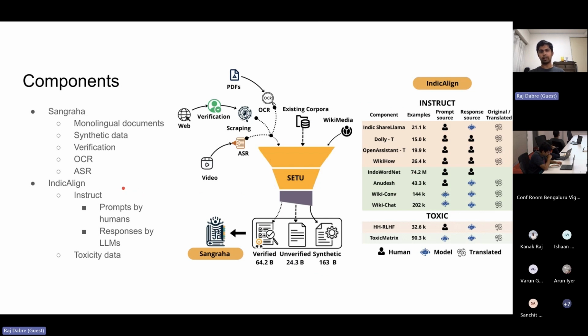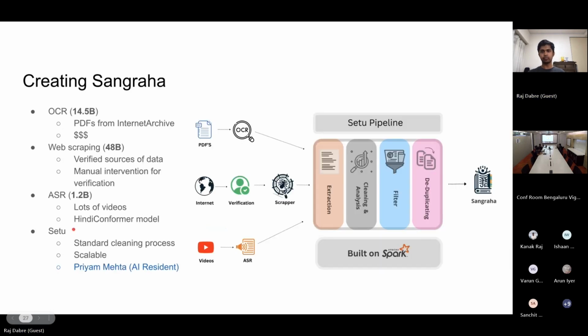The other part is Indic Align, which consists of instruct information as well as some toxicity data information. And we all know that we want to have LLMs which are able to follow instructions, but should not be following toxic instructions or toxic content generation based instructions. So that's why we created both types of alignment data sets.